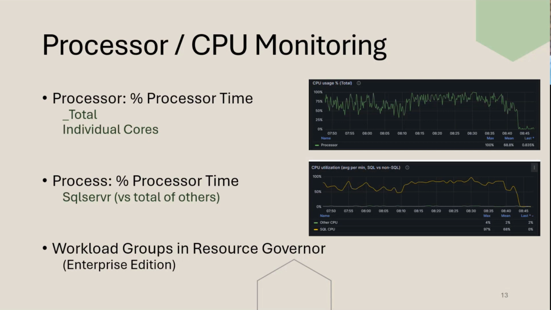If you're using Enterprise Edition, I want to point out that if you have Resource Governor configured with workload groups, you can get more detailed CPU metrics through those workload groups. Again, that's only in Enterprise Edition. If you have questions about how that works, feel free to reach out and we can dig into that together later.